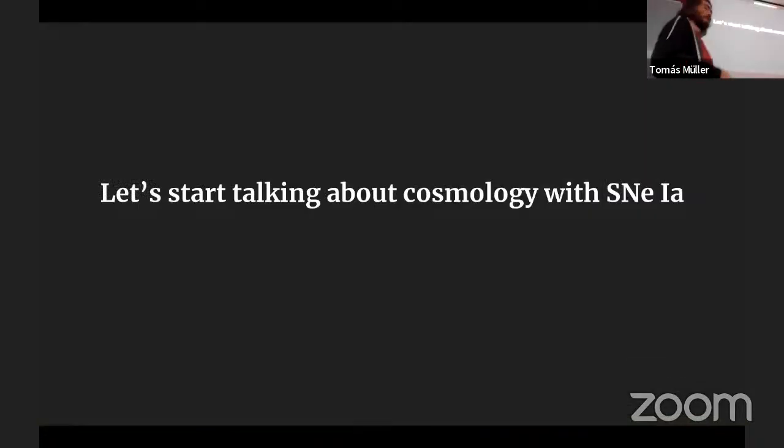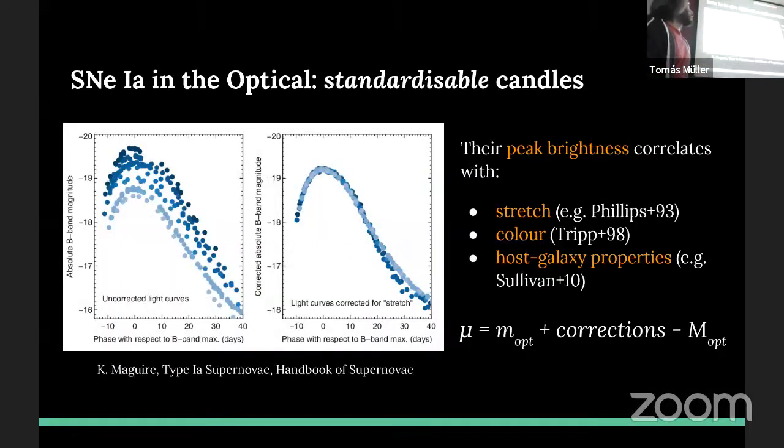Okay, let's start talking about cosmology. This talk is about cosmology, not really about the physics of supernovae. Type 1a supernovae are known as standardizable candles in the optical. It means that we can get a bunch of optical light curves and correct them so they all look very similar, especially at peak.